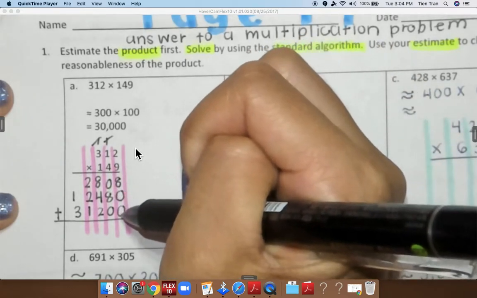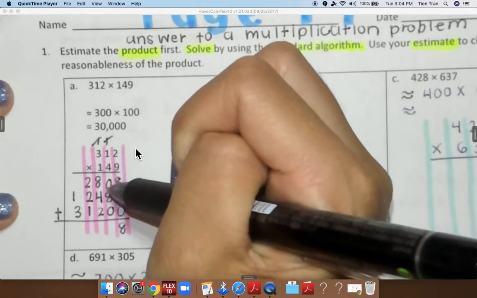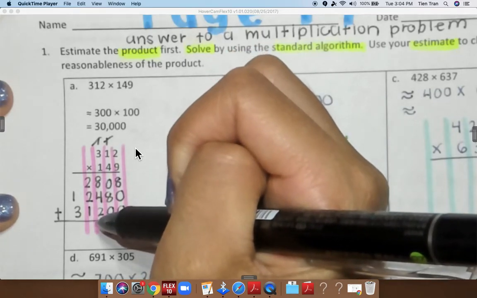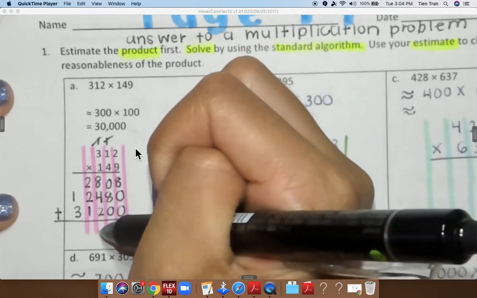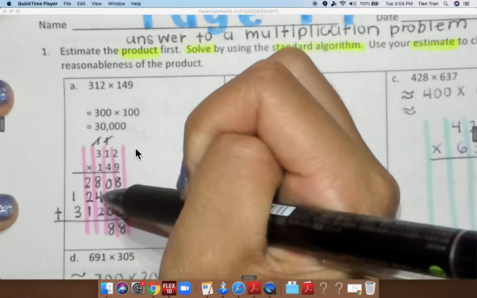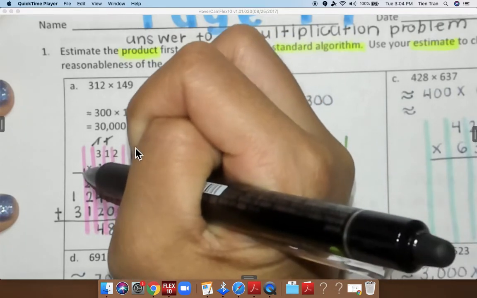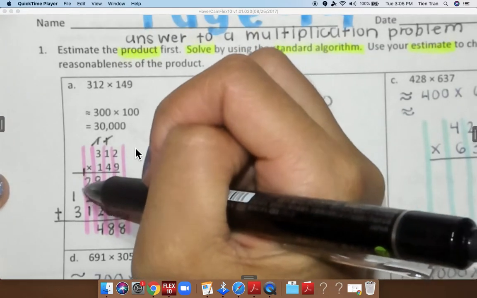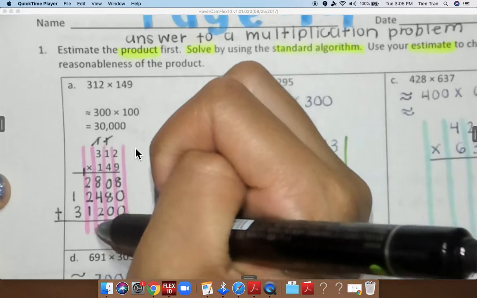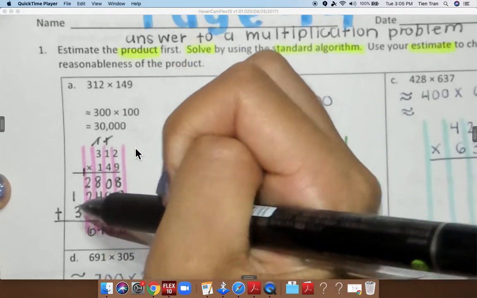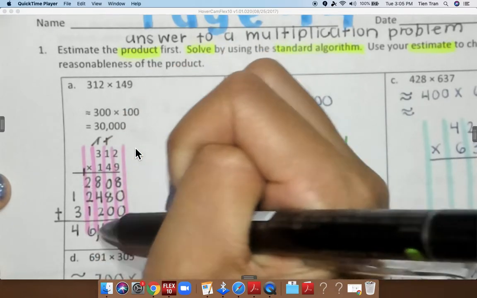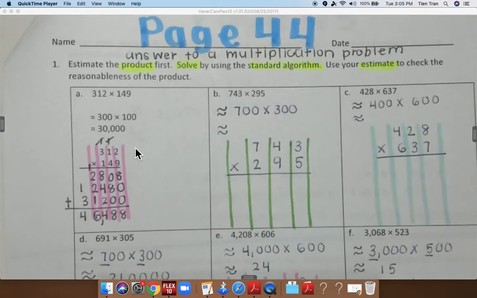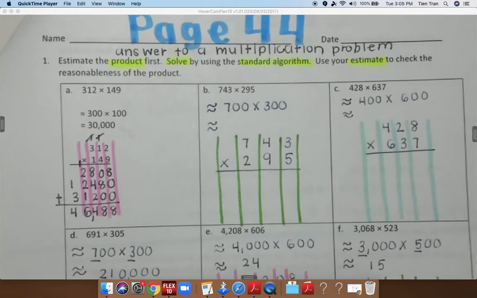8 plus 0 plus 0 is 8. 8 plus 0 plus 0 is 8. 4 plus 8 plus 2 is going to give me 14. Carry my 1. 2 plus 2 is 4. And 4 plus 2 again is equal to 6. 3 plus 1 is equal to 4, so my final answer is 46,488. Okay, now we're going to go on to problem B.